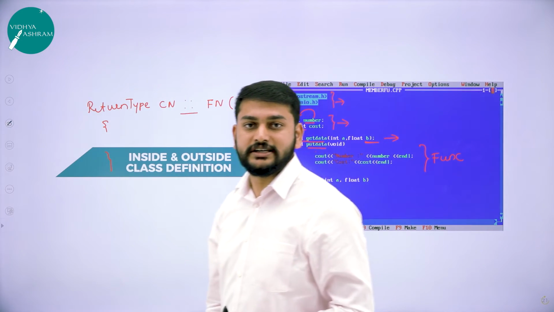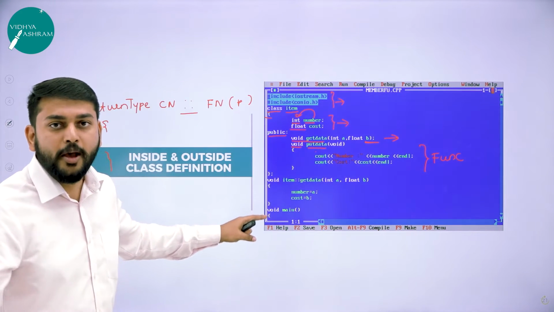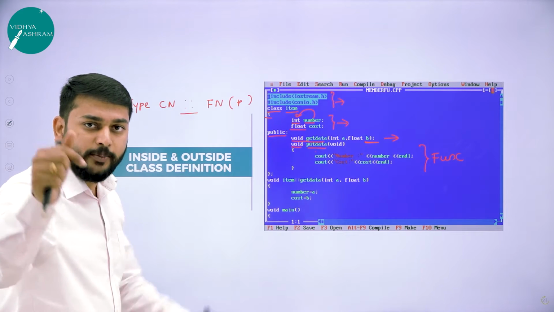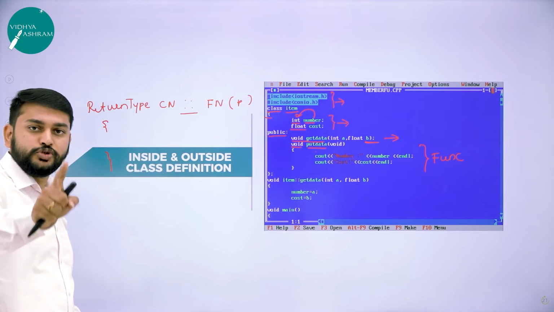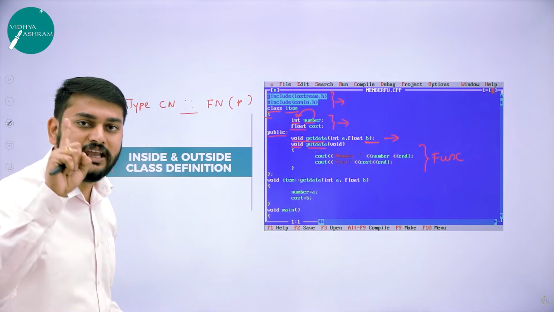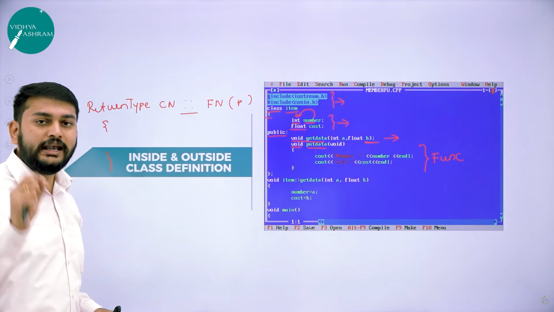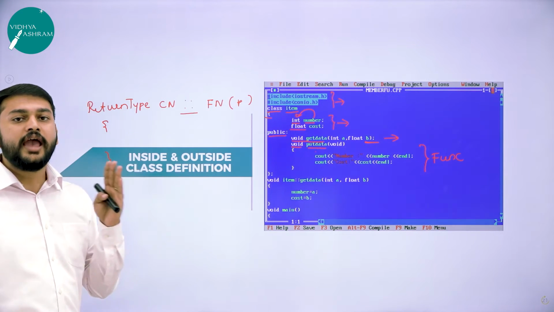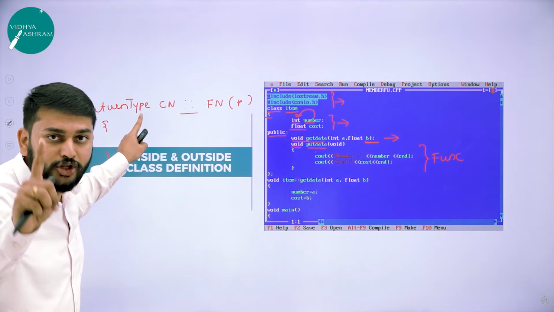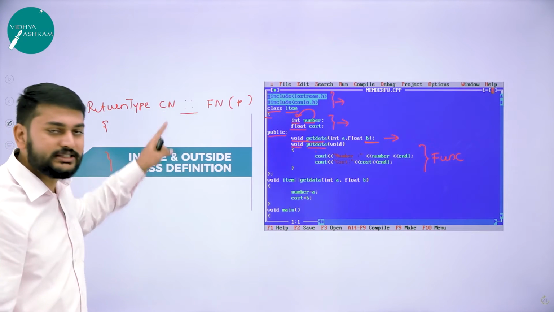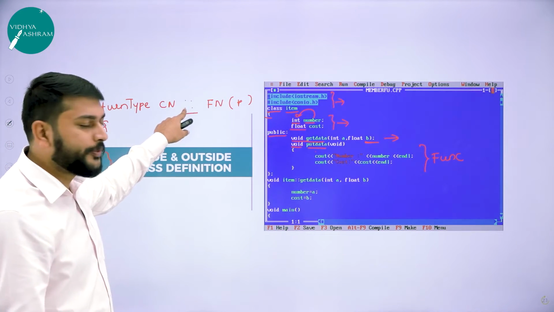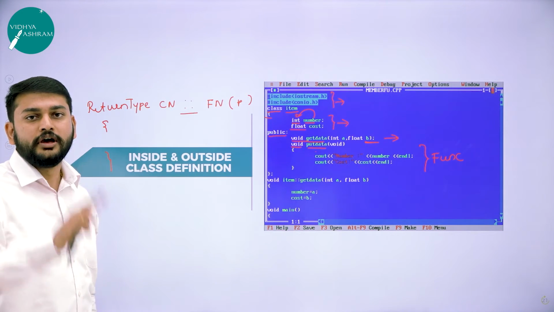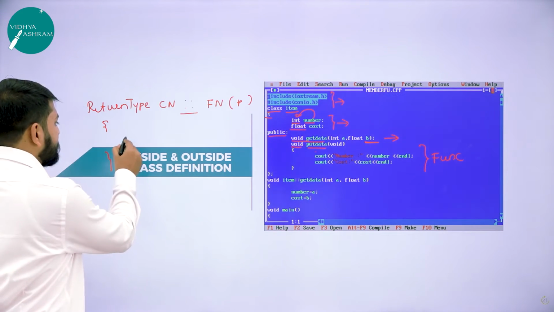I will repeat the general syntax before I get into the program. My dear students, first I have to write the return type. How many return types as of now do we know? We know two return types. One is integer, that is int. Another one is void. Int means it returns some value. Void means it does not return any value. So that is the first thing that you will write. The second one is class name. Third one is scope resolution operator, and the fourth one is function name. And the fifth one is statements.